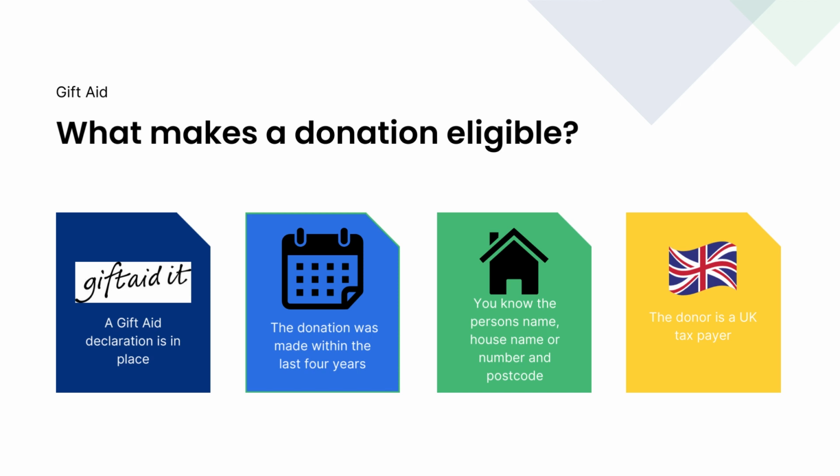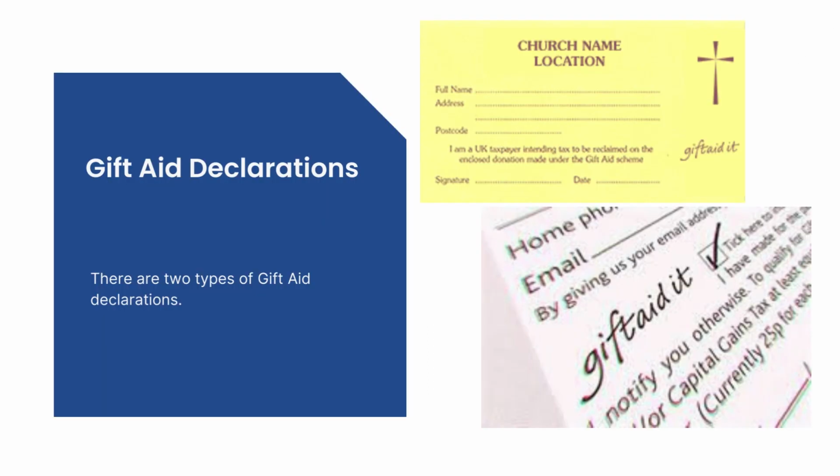If you have a gift aid declaration, you should know the person's name, house name or number, and postcode. And the date of the donation must be within the last 4 years. And of course, because this is linked to tax paid in the UK, they must be a UK taxpayer.